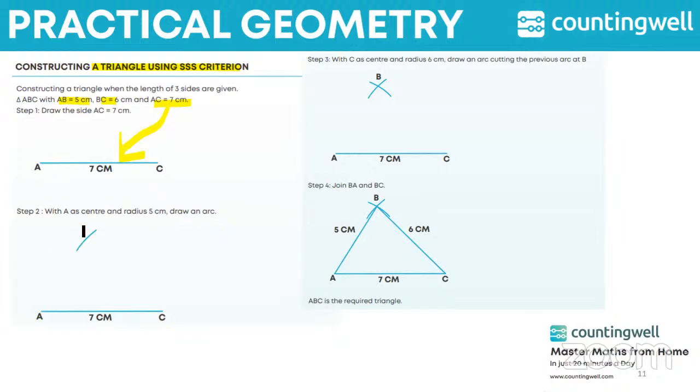Then with A as the center and radius 5, because one side is 5 and the other side is 6, we'll take a radius 5 and draw an arc. In the next step, we'll take a radius 6 and draw an arc cutting the previous arc at B, and this is to be taken with C as the center. Then we join B and A, B and C, we'll get the required triangle ABC. So this construction is when the 3 sides of a triangle are given.